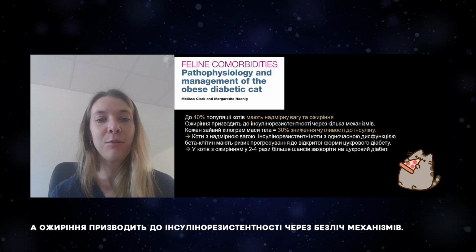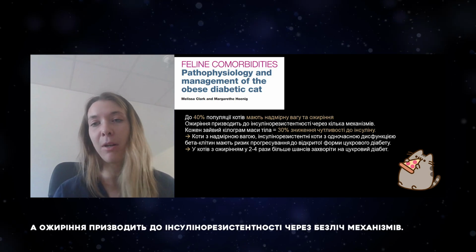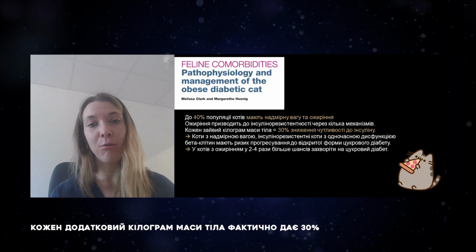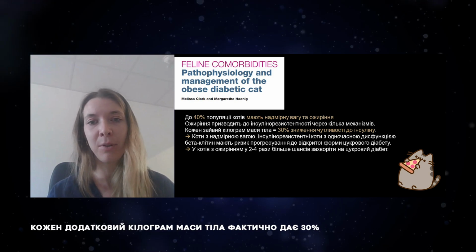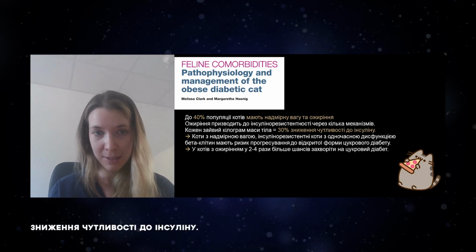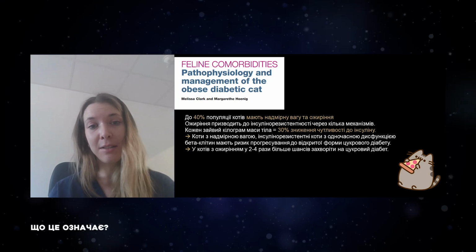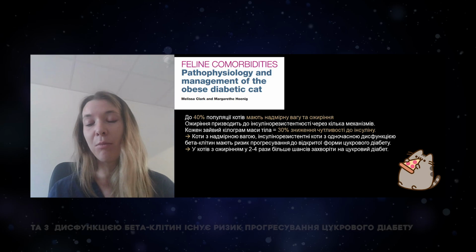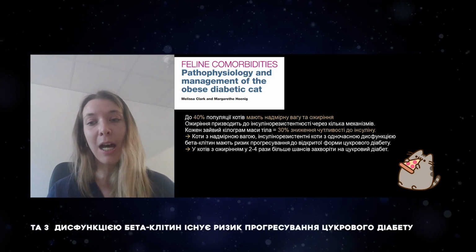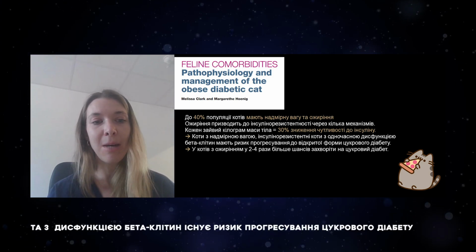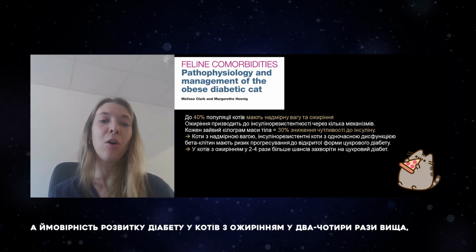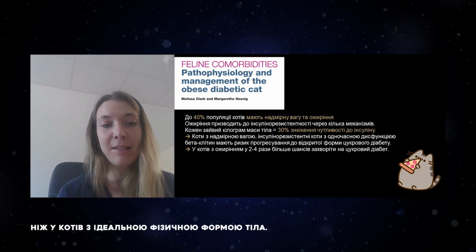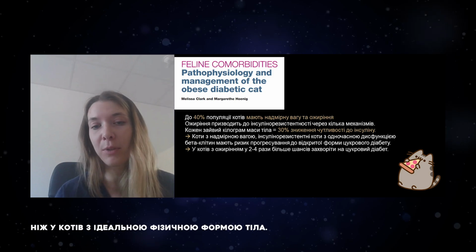And obesity leads to insulin resistance through multiple pathway mechanisms. Each excess kilogram of body weight actually gives a 30% decline in insulin sensitivity. So what does that mean really practically? It means that obese insulin-resistant cats with concurrent beta cell dysfunction are at risk of progression to overt diabetes mellitus, and obese cats are 2 to 4 times more likely to develop diabetes than cats of an ideal body condition score.